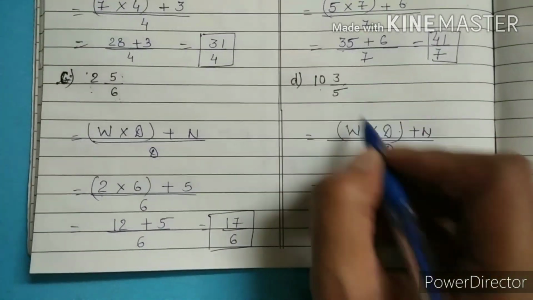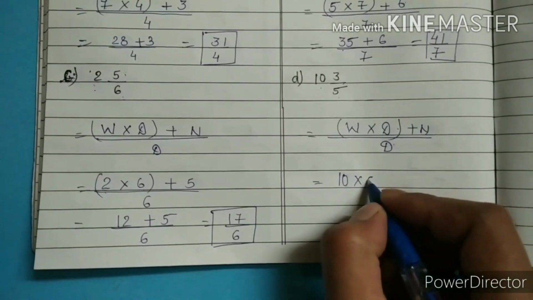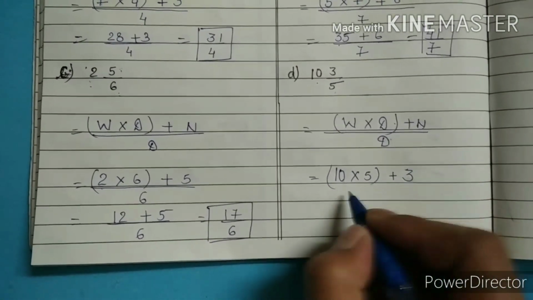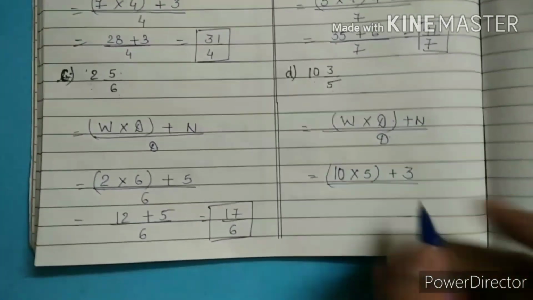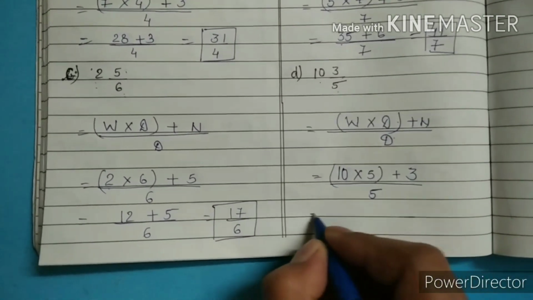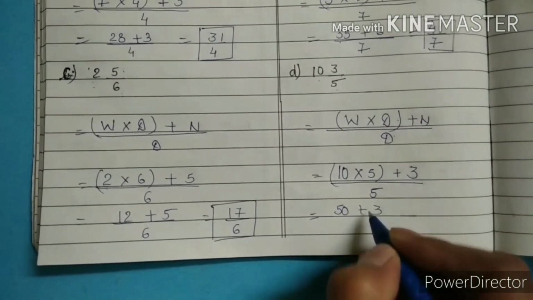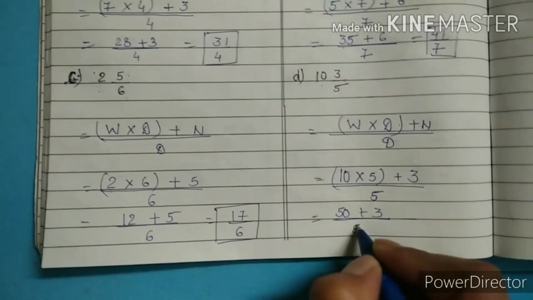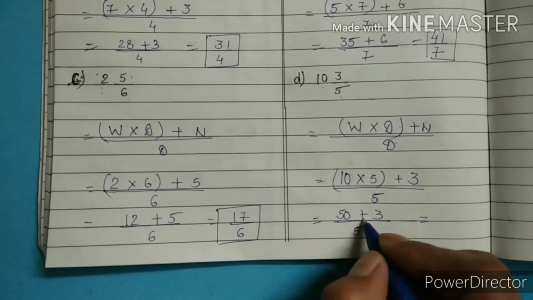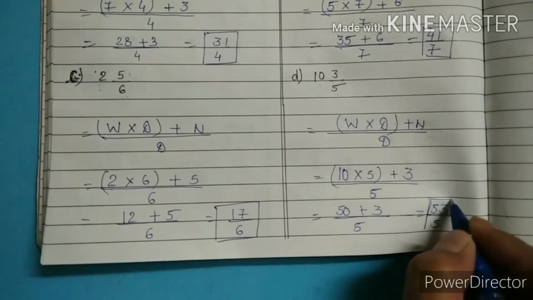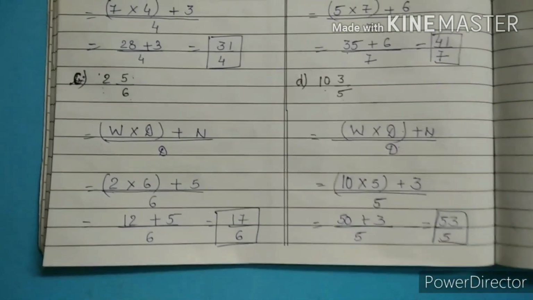Again whole is 10. 10 will multiply by denominator 5. Numerator is 3 and whole denominator is 5. Now 10 5s are 50 plus 3 divided by 5, whole denominator is 5. 50 plus 3, 53 and whole denominator is 5. This is our answer of D.